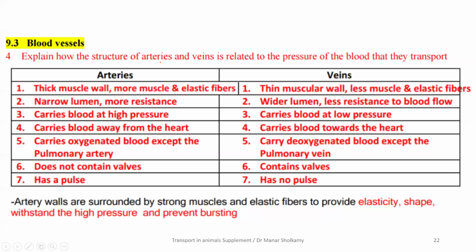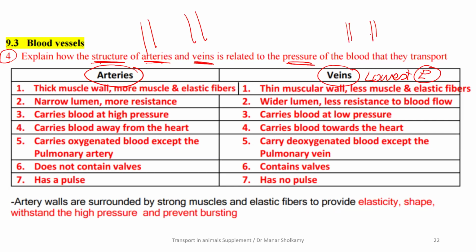Explain how the structure of the arteries and the veins are related to the pressure. Of course, arteries have very high pressure, and veins have the lowest pressure, even lower than capillaries. That's why arteries have very thick walls and veins have much thinner walls. If I want to draw a cross section of the artery, the best way to study an artery is drawing a cross section of the artery.